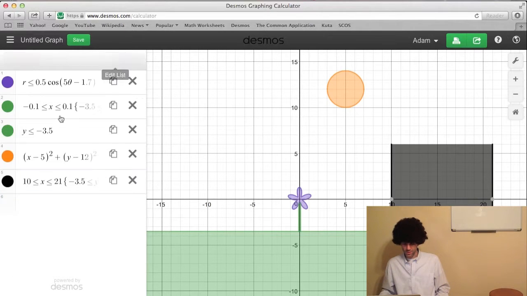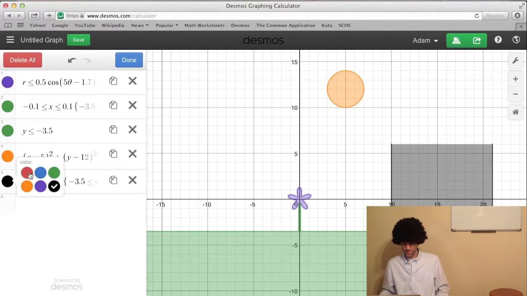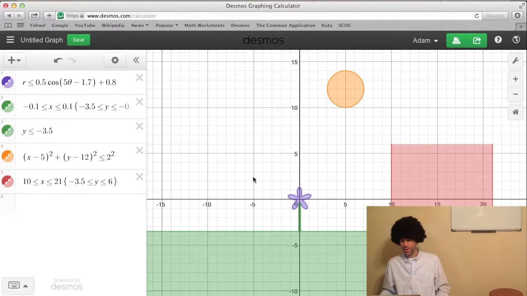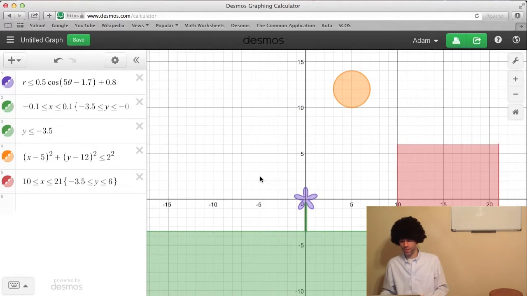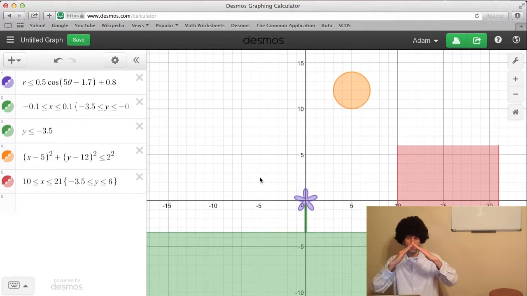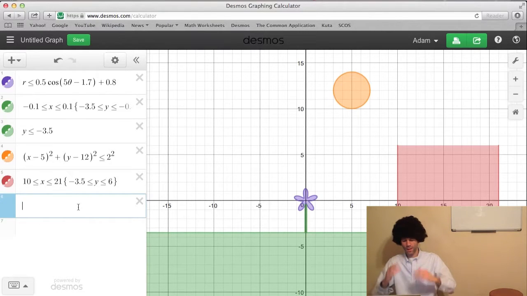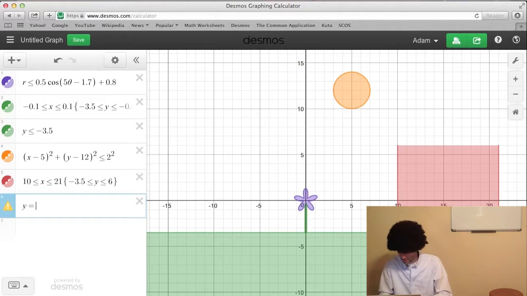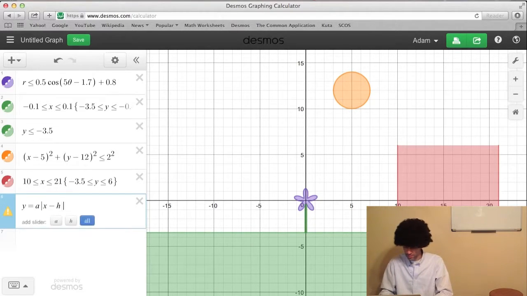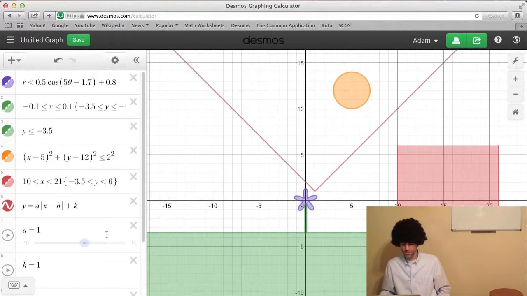And now let's just make this a red barn. There we go. All right. Well, we need a roof on our barn. It needs to be triangular. It needs to be a roof that is pitched like a normal barn roof. And that would be an absolute value equation. So y equals a, absolute value, the vertical bar, x minus h, go outside the bars, and then plus k. And we're going to plug in numbers for a, h, and k.